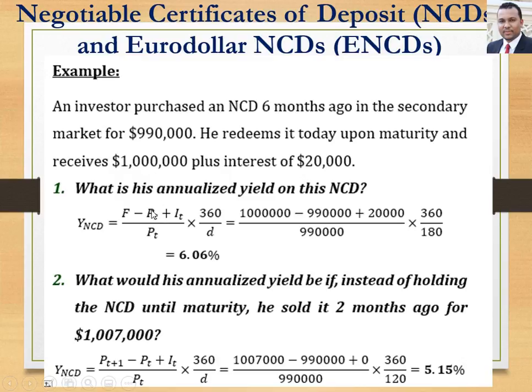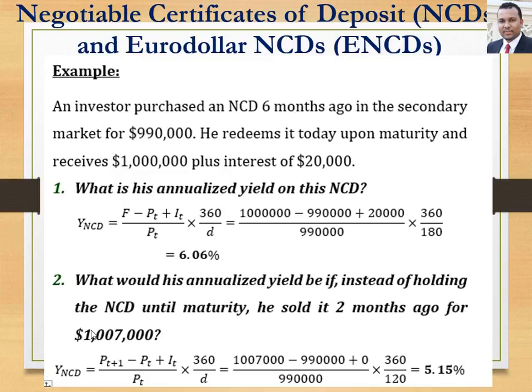What about price? Price in this case, at time T, equals $990,000. What about interest? Interest equals $20,000. So in this case, days equal the full maturity period: 6 months times 30 days equals 180. So this annual yield equals 6.06%.